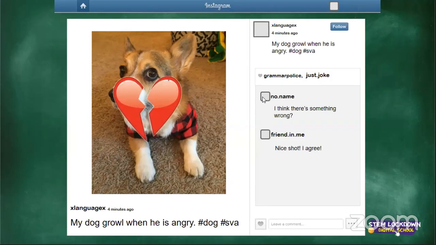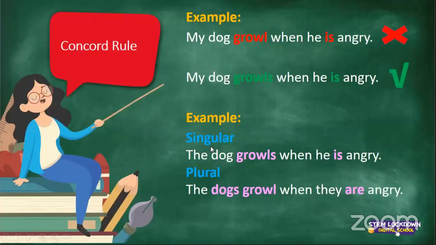I see someone tried to answer. Sandra says, no, it doesn't make sense. Of course it doesn't. Because our subject, dog, growl, doesn't match with our verb, is. Okay. So it's completely wrong. Sorry, doggy. We are giving you a broken heart. Let's look at what is the more correct thing to say. My dog growls when he is angry.